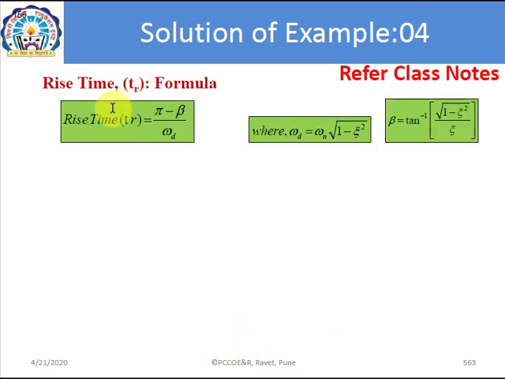Rise time Tr. Rise time is determined approximately by pi minus beta over omega d. Generally this formula is recommended for a large overshoot. In case of a moderate overshoot, we can use the approximate formula pi upon 2 omega d. Rise time is given by pi minus beta over omega d. Omega d is equal to omega n under root 1 minus zeta square, and beta is the phase angle given by tan inverse of under root 1 minus zeta square over zeta.